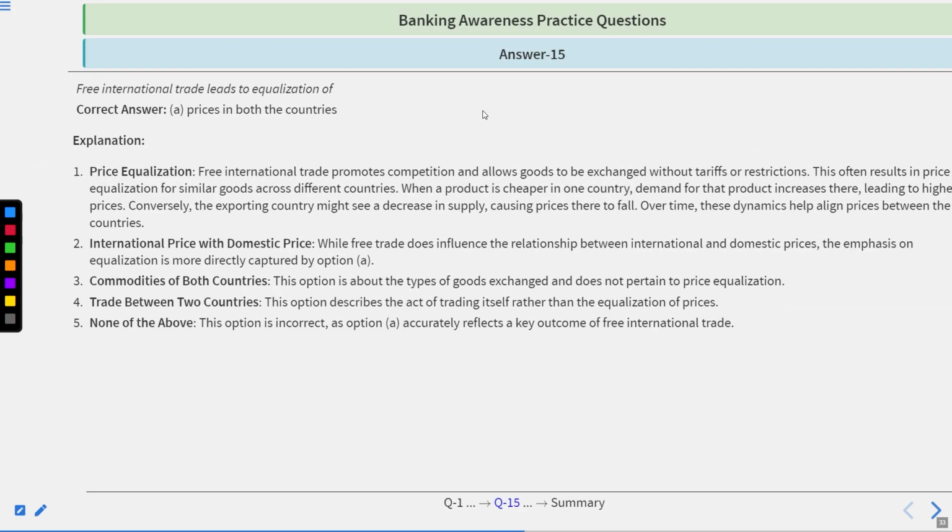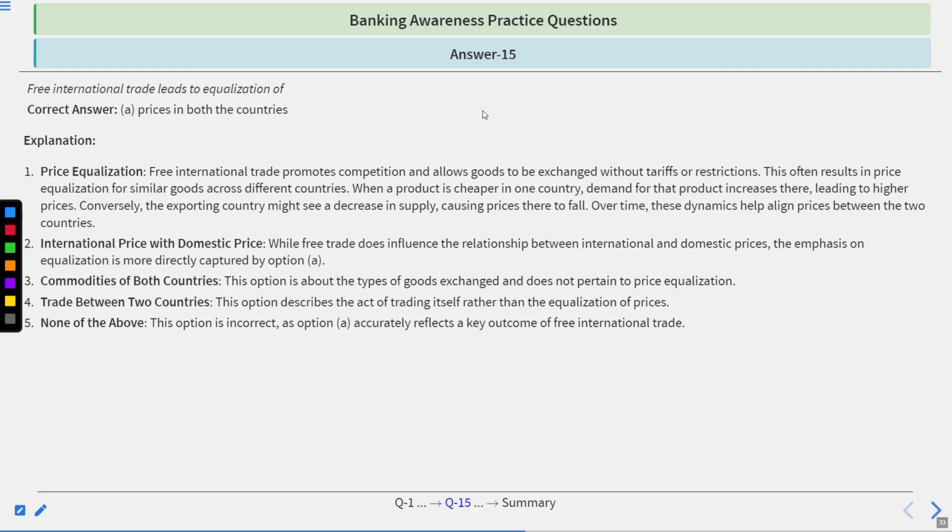Okay, the time's up. Correct answer is A. Go by the explanation. Price equalization. Free international trade promotes competition and allows goods to be exchanged without tariffs or restrictions, often resulting in price equalization for similar goods across different countries. When a product is cheaper in one country, demand for that product increases there, leading to higher prices. Conversely, the exporting country might see a decrease in supply, causing prices there to fall. Over time, these dynamics help align prices between the two countries.